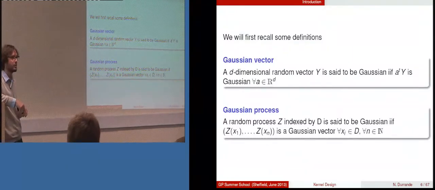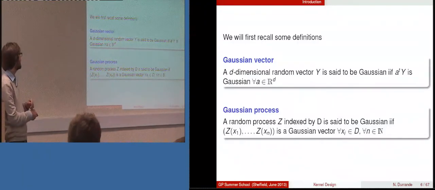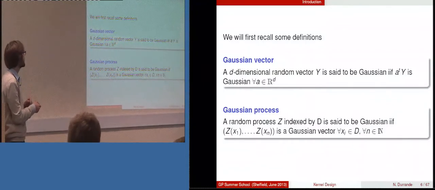So first we recall some definitions. We already had some definitions for GPs this morning, and here is, I would say, a new one. I don't think you used this one this morning. First thing, a Gaussian vector: a d-dimensional random vector is said to be Gaussian if whatever linear combination you make of it, you end up with a Gaussian.